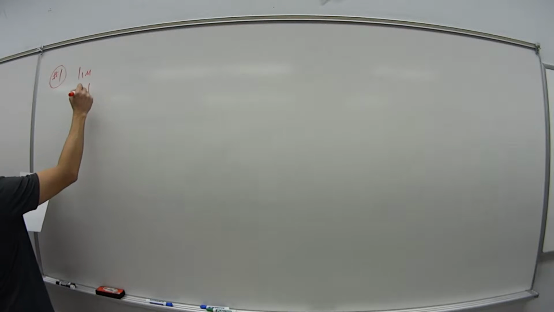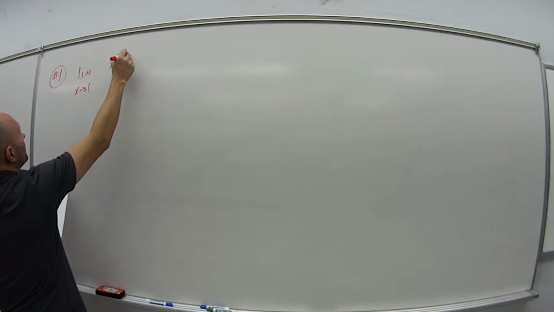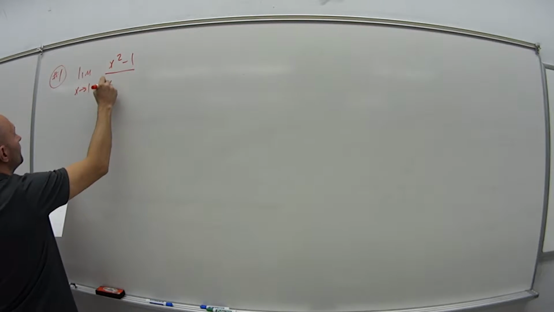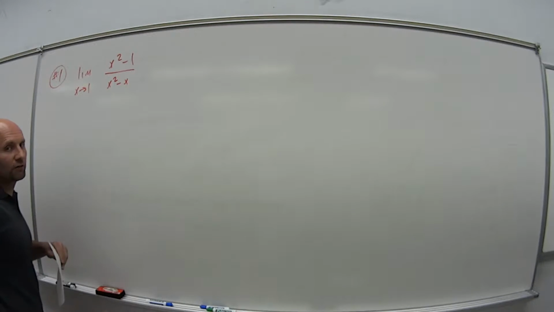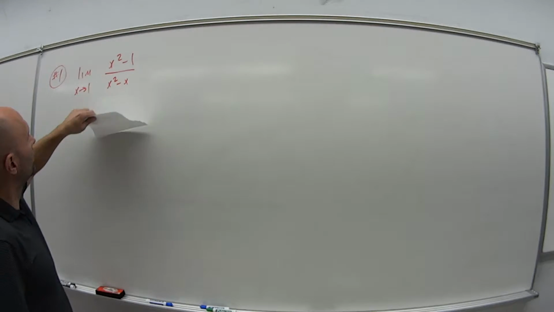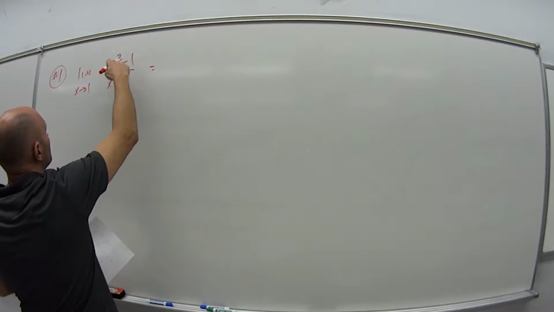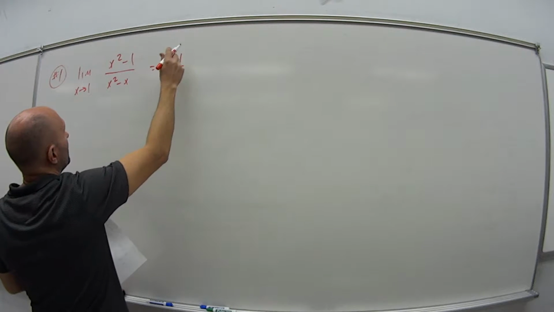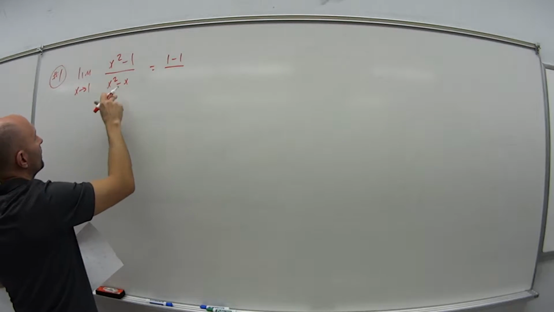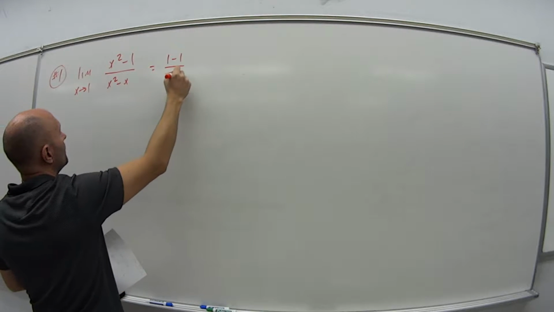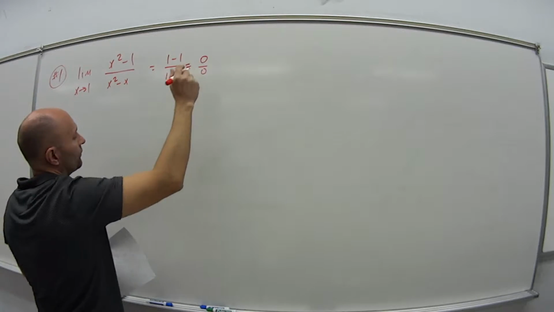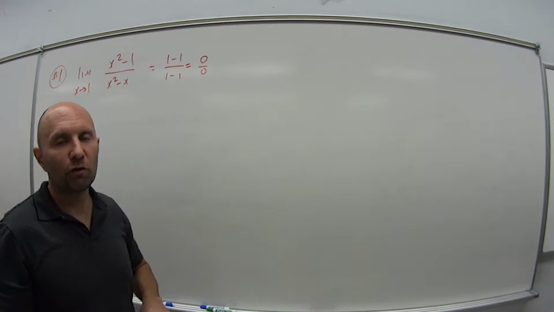Pretty straightforward example. Limit as x approaches 1 of x squared minus 1 over x squared minus x. So if I plug in 1, what do I get? 1 squared is 1, so I get 1 minus 1 in the numerator. 1 squared is 1 minus 1. So I get what? 0 over 0. This is one of my indeterminate forms.